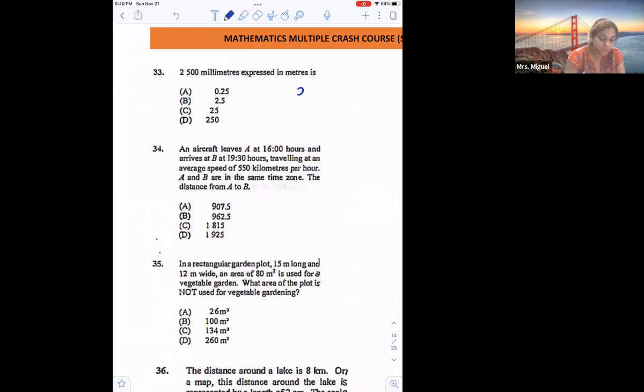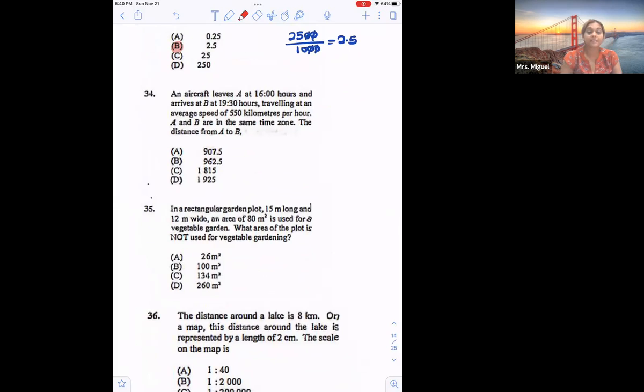Number 33, 2500 divided by 1000 is 2.5. The answer is B. An aircraft leaves 1600 and arrives at 1930 hours. So the time, it is 3.5 from 1600 to 1930. You all could check it. It's 3.5 hours. They want the distance. So speed is distance over time. So distance is speed multiplied by time.